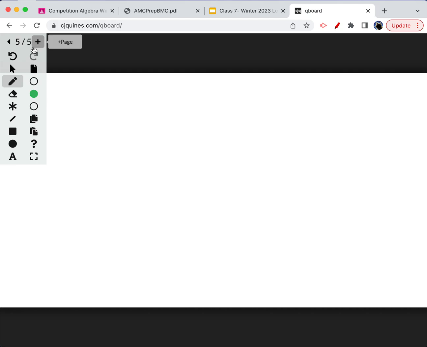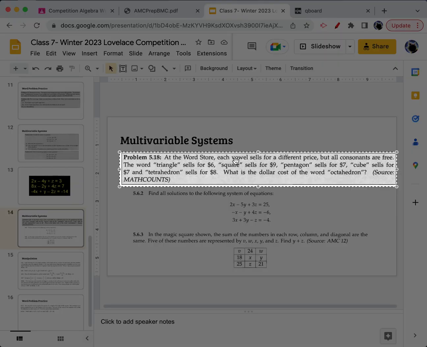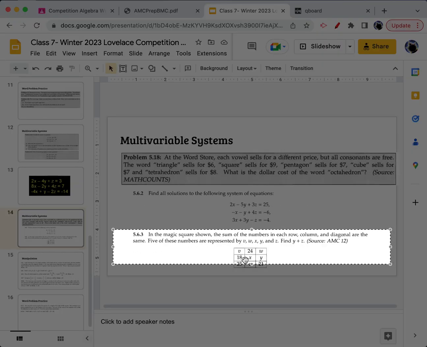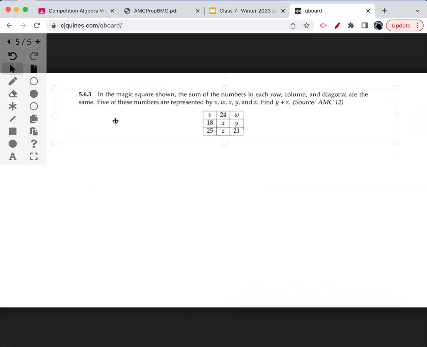Okay, so now let's move on to this problem. This is a pretty interesting problem, so I'll give you guys 5 minutes to try it out, and then I'll go over it.